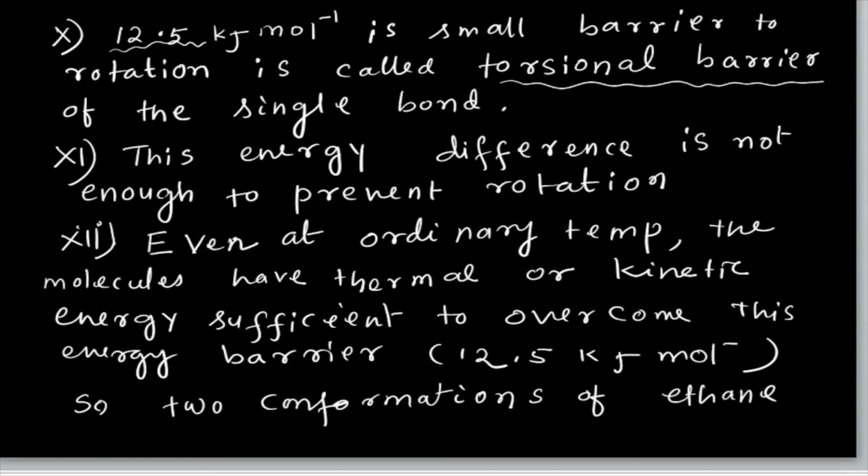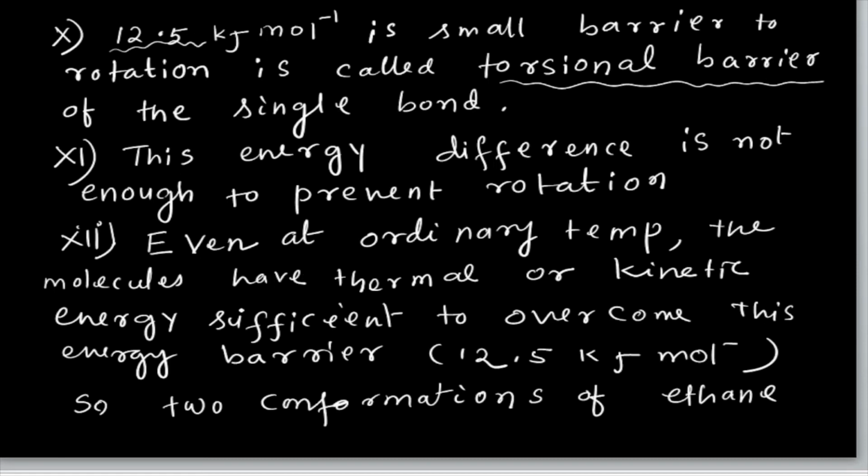This energy difference is not enough to prevent rotation. I told you this is very, very small energy. It is not enough to prevent rotation. From eclipsed form to staggered form, so many infinite rotations take place. You can't prevent them because this energy is very, very small. This is not enough to prevent it.